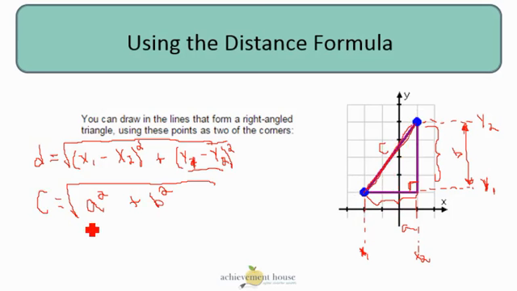And if I square the right side to get rid of that radical, try to make it as clean as possible, I get C squared equals A squared plus B squared. And that's where the distance formula comes from. Pythagorean theorem is actually derived from the distance formula. And the Pythagorean theorem again is a squared plus b squared equals c squared.